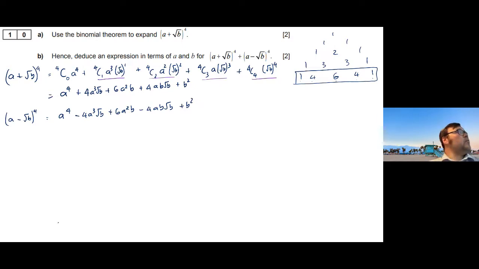So now when you're taking one away from the other, you could take them away here. So a to the 4, that's just going to go to 0. Minus and minus make a plus. So then that's going to be 8a cubed b. That's going to go to 0. And minus and minus make a plus. So that's going to be 8ab root b. And then that's just basically it.